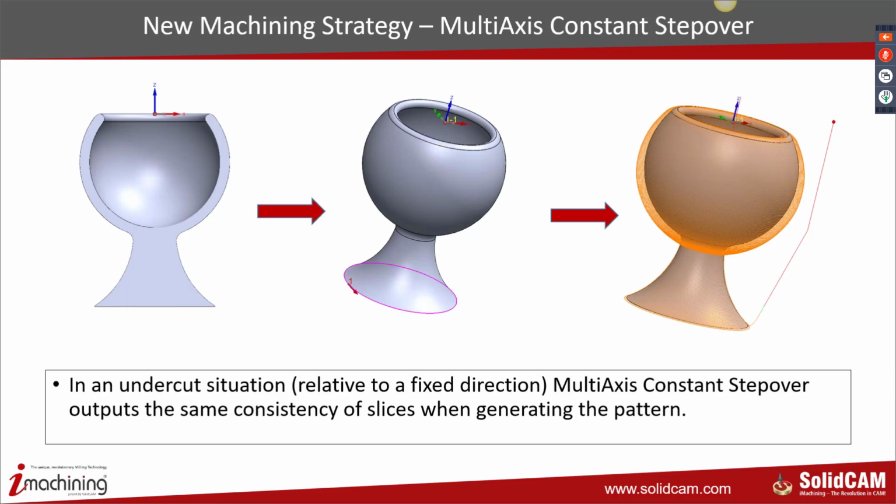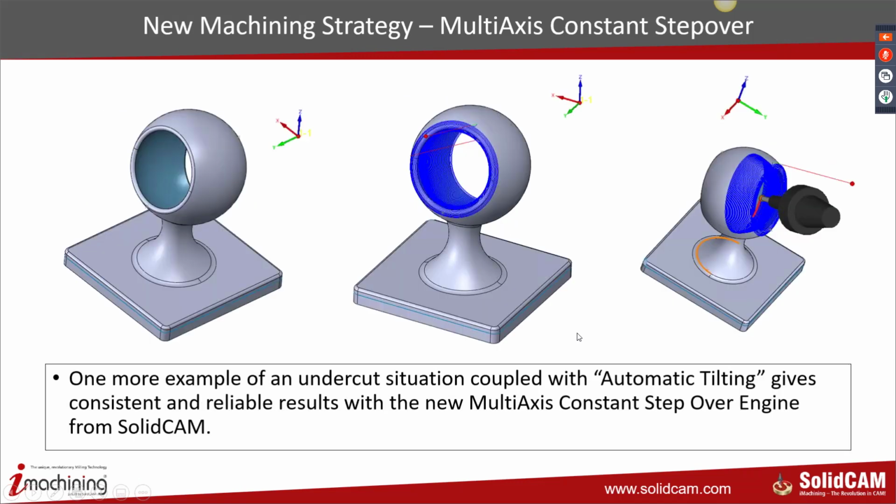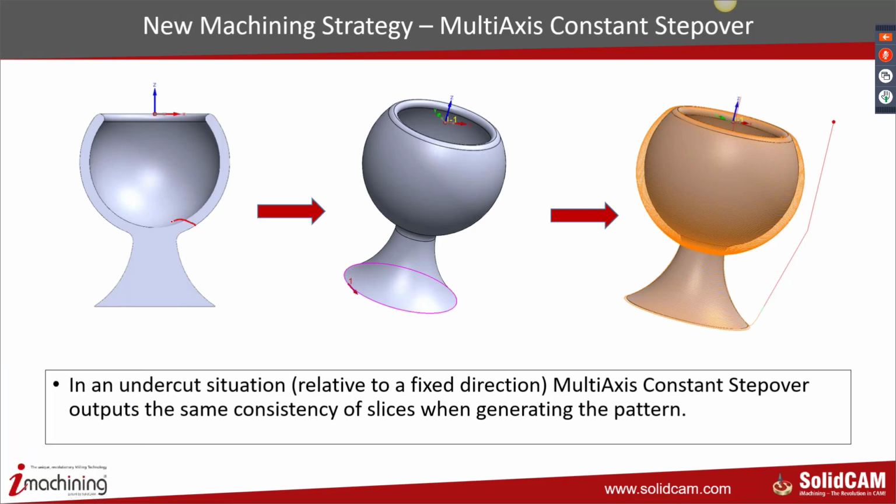In an undercut situation, which is related to the fixed direction, for example in this area here, you have got a pretty nice undercut relative to the Z direction that we have here. Even in this area, SolidCAM generates a very nice pattern. This entire toolpath is a single toolpath in 5-axis. We just provided the entire group of surfaces, or the entire solid model as it is, and it has generated a very nice pattern to machine the entire part.